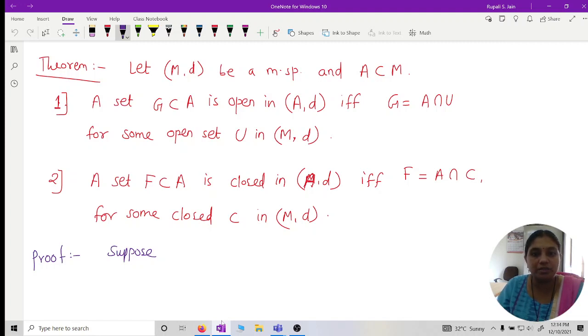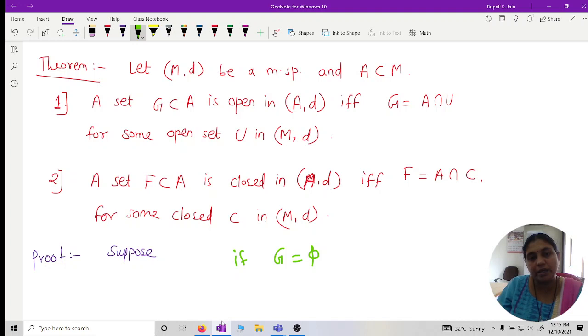So if this G is empty, then can you give me an open set in MD which can be written as A intersection U? If G is equal to empty set is open. So can you give me an open set in MD for which I can write A intersection U? A complement. So if A is open, what about A complement? I want that open.